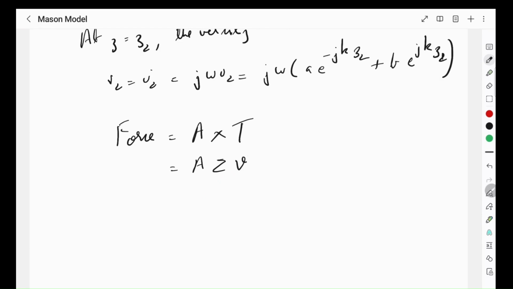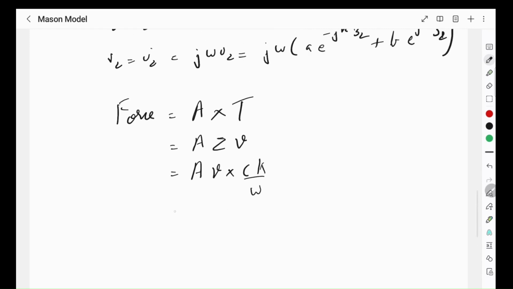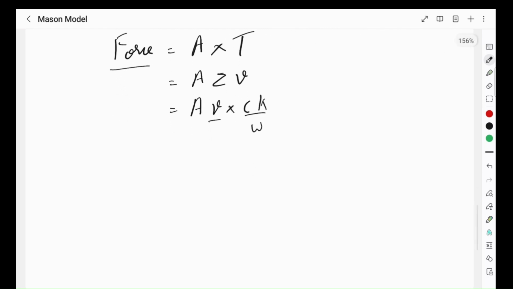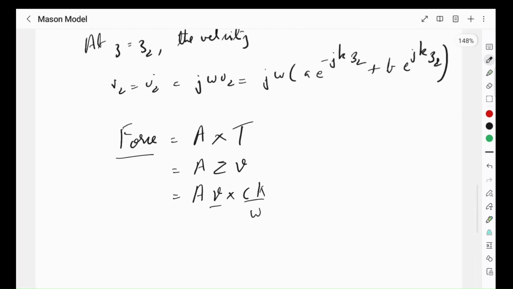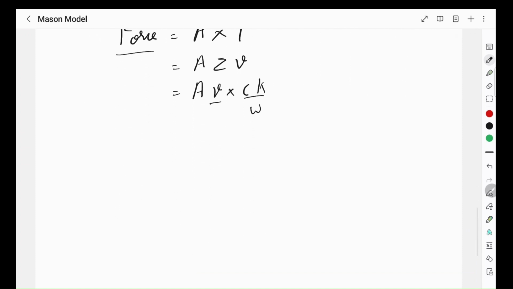into the velocity, okay. And then you can write this as area into velocity into ck by omega, okay. So from this we are able to relate the force and the velocity. This is the equation relating those two, okay. Ultimately, what we are trying to do is express this equation in terms of force and velocity starting from here, and so ultimately we are going to make our model from this, okay.